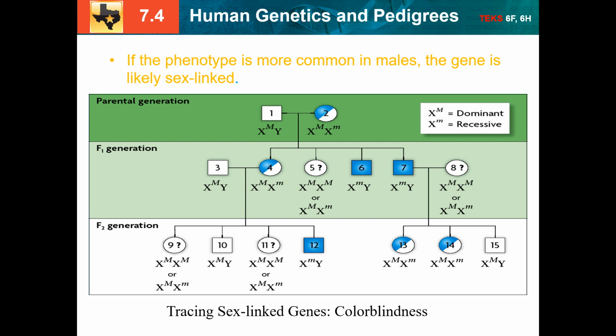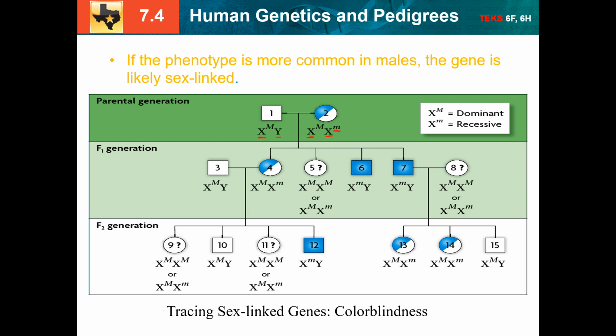Okay, the other type of pedigree is going to involve sex-linked genes. If the phenotype is more common in males, that's your giveaway for the gene being sex-linked. The reason is what I mentioned in the previous slide: males only have one of each of the sex chromosomes, specifically one X chromosome, whereas females have 2 copies of the X chromosome. Those 2 copies allow females to have this recessive allele and be a carrier of the disorder, but they don't actually express it.